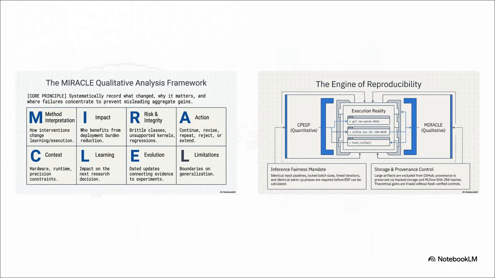And on the other side, we have the Engine of Reproducibility. This qualitative analysis is locked inside a quantitative execution reality, guarded by cryptographic hashes. We're talking identical input pipelines, locked batch sizes, and tracked storage to ensure that any theoretical gains are totally invalid without hash-verified controls. It is incredibly strict.